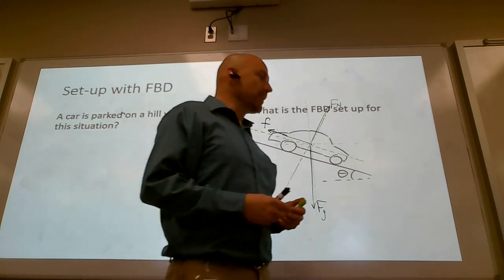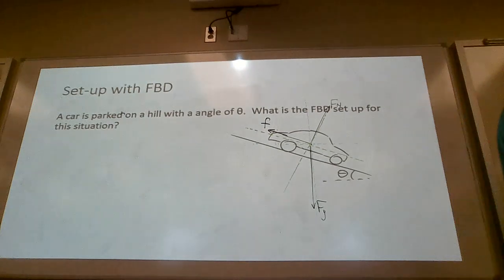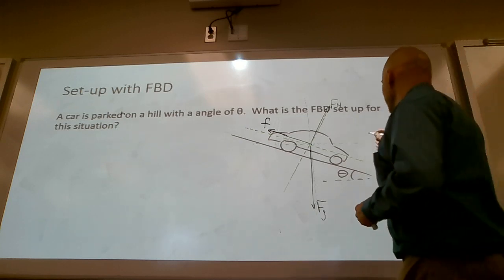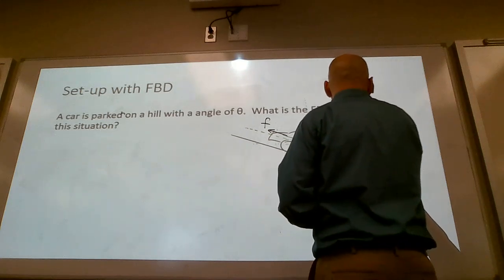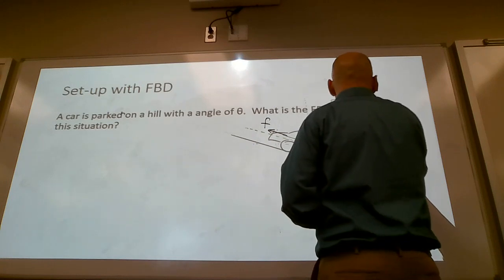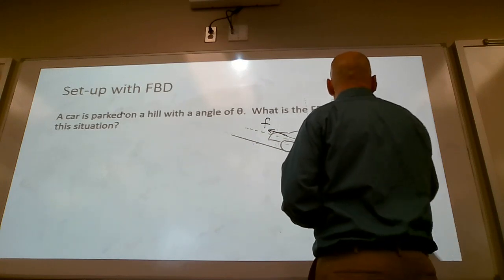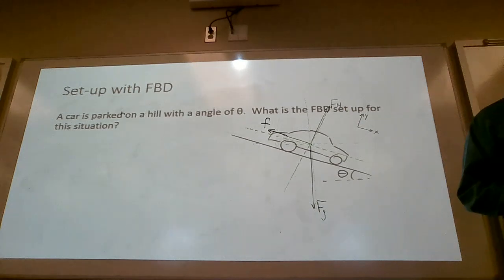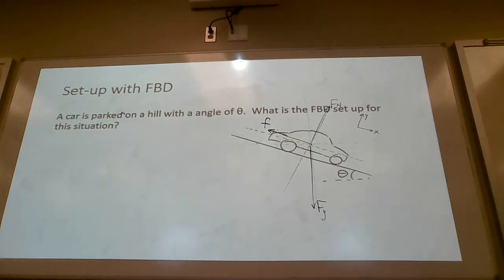So step 2 is pick which way you want to be the positive direction. In this case, it's at rest, so it doesn't really matter. So I'm going to make down the ramp the positive x direction and perpendicular to the ramp the positive y direction. Okay, that's step 2.